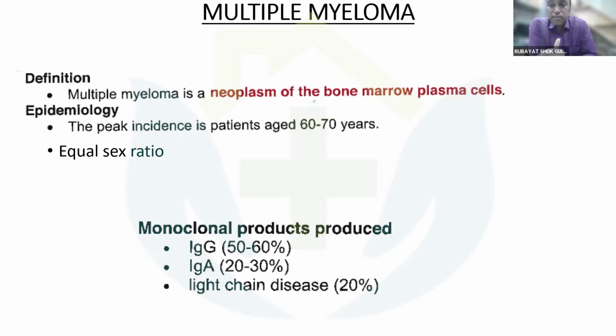IgM is very uncommon in multiple myeloma, okay? When you have high levels of IgM, that will lead your suspicion in another direction. So you have IgG, IgA, and light chain disease. These are the abnormal antibodies that are mostly produced in multiple myeloma. Very rare to have IgM, okay? So you will have a scenario with a raised IgG or IgA, or it will be mentioned that the light chain levels are high.